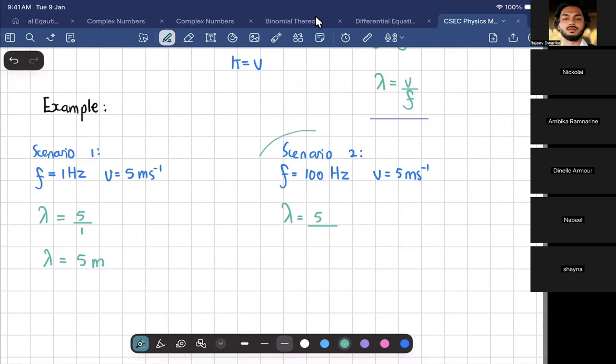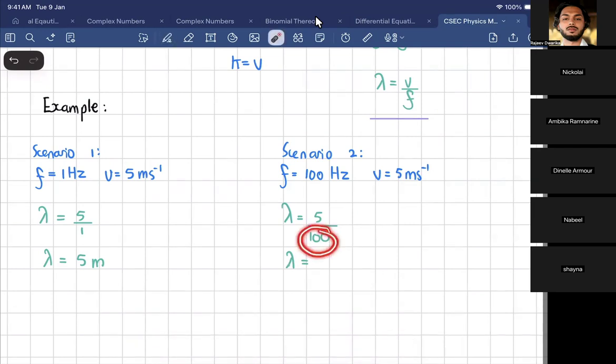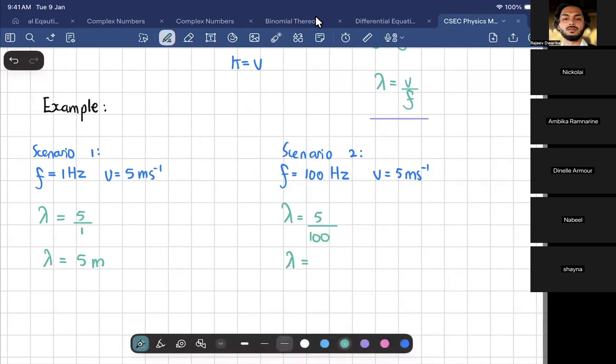Where's the new frequency in scenario 2? Oh, 5 over 100 hertz. Right, where's 5 over 100? Could 100 go into 5? Nah, my bad. Yeah, you gotta be careful. What is 5 over 100? 0.05.